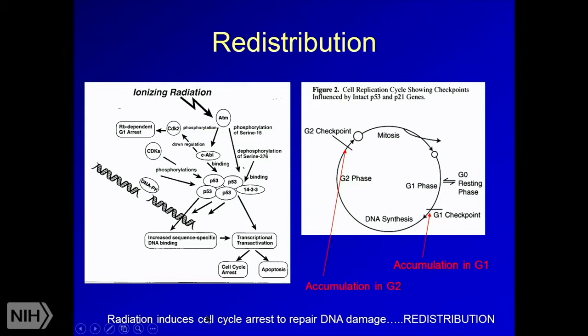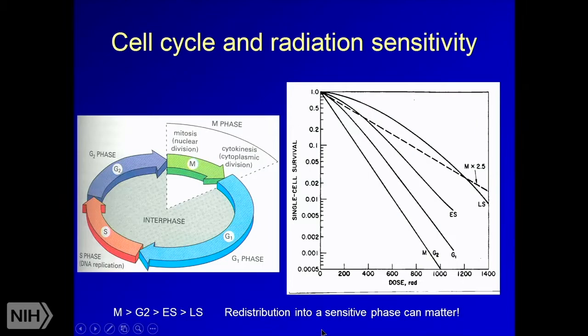So radiation, again, can induce cell cycle arrest to repair the DNA damage. Again, as I mentioned, different phases are more sensitive. And so again, here you can see the different phases of the cell cycle. So again, the M and G2 phases are most sensitive to radiation, whereas our S phase is least sensitive.